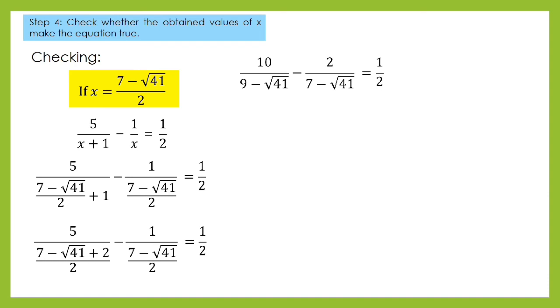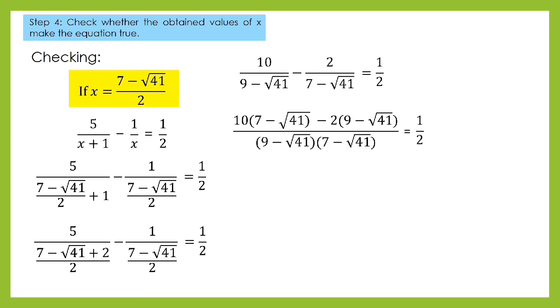Katulad ng ginawa natin kanina, 7 plus 2 is 9 minus square root of 41. So, ito yung magiging denominator na natin. Si 5 at saka 2 ay pagmumultiplyin natin, kasi nga, nagmultiply tayo ng reciprocal ng denominator. So, 5 times 2 is 10, minus, so 1 times 2 is 2, that is the numerator, over, this will be the denominator, 7 minus square root of 41 equals 1/2.